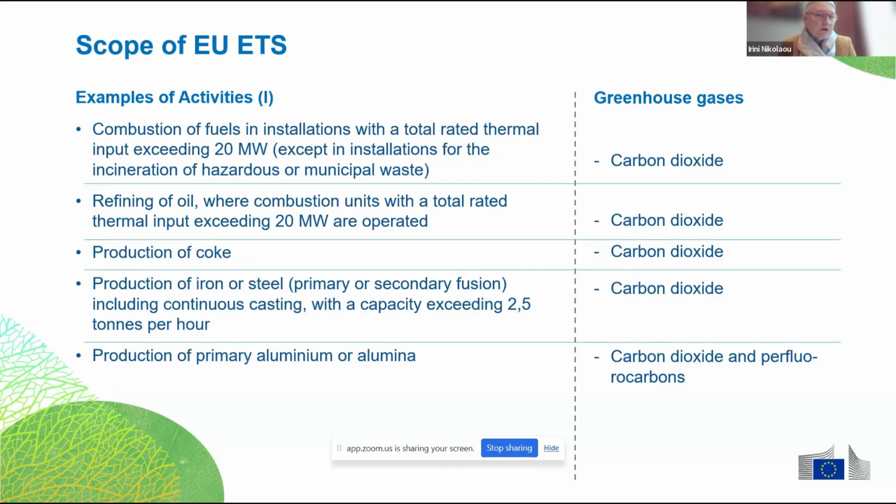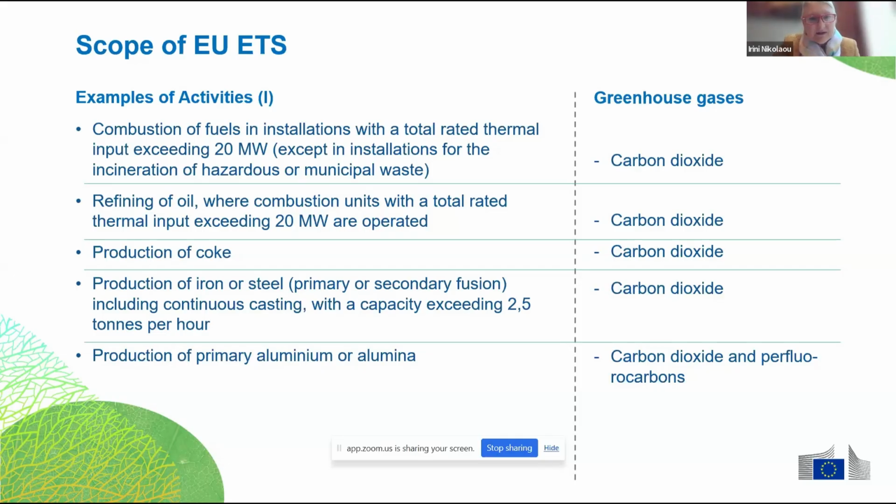And the engineers know very well the capacity of an installation. Another example would be the refining of oil, where combustion units with the total rated thermal input exceed again 20 megawatt. If it is small, it is not covered by the system. However, for the production of coke, for example, there is no capacity limit. Production of coke is there no matter if it is a big installation or a small one, because of its intensity to emit.